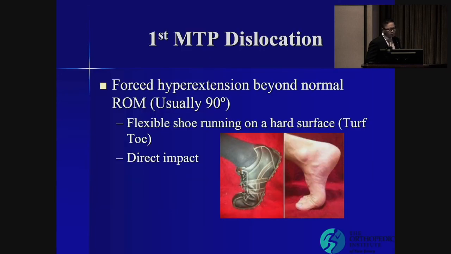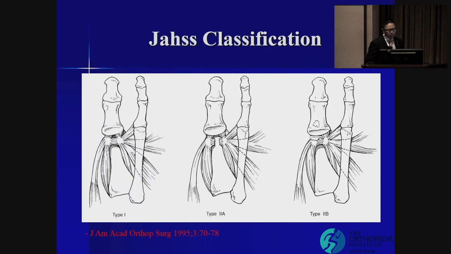Last but not least, metatarsal phalangeal dislocations. These are hyperextension injuries, a little bit more trauma than what you would get with a turf toe. These are direct impact injuries. One of the more important or useful classifications is the Jahss classification. This allows you to determine whether it's an easy closed reduction or you have to open this.